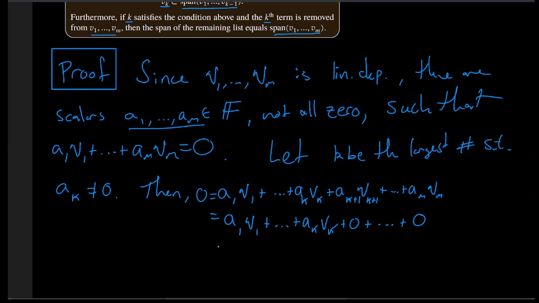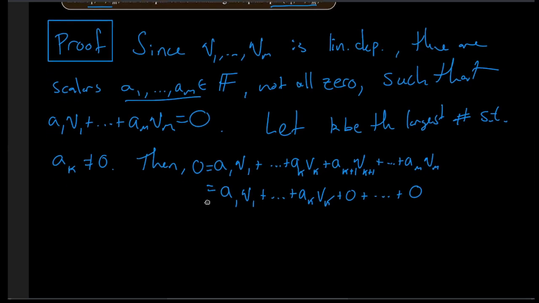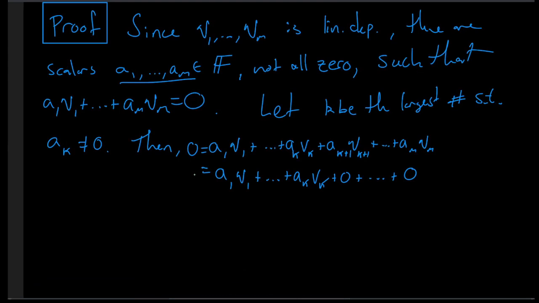Okay, fair enough. Cool. Now, here's what we'll do. Since it's non-zero, we can do a little bit of manipulation and see the following. Minus ak vk is equal to a1 v1 plus dot dot dot all the way up to ak minus 1 vk minus 1.